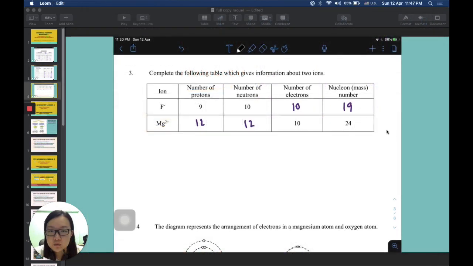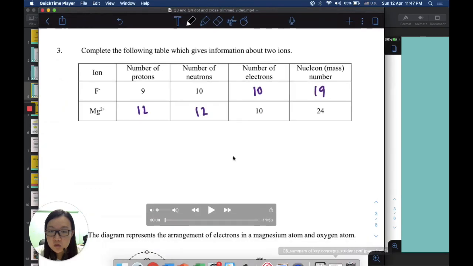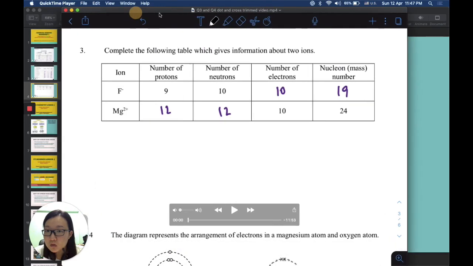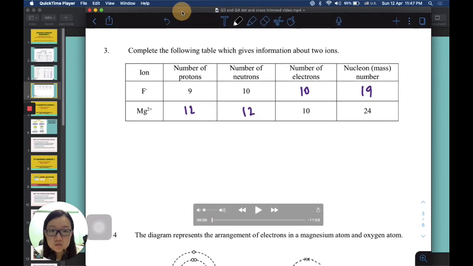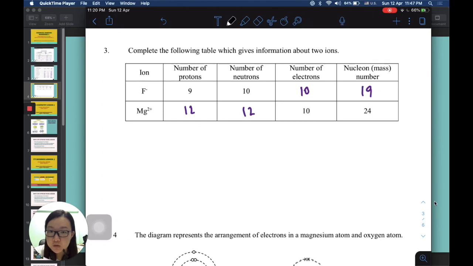Let's continue with going through the answers for question 3. Question 3, complete the following table which gives information about two ions. So here you have F minus as well as Mg2 plus. F minus is the fluoride ion, and magnesium is the magnesium cation.